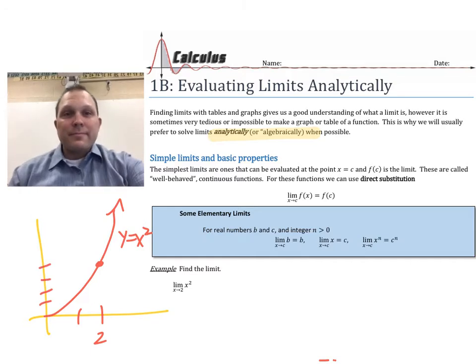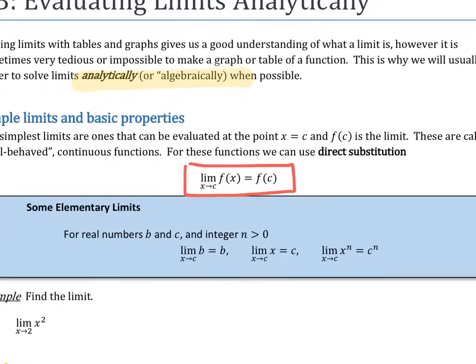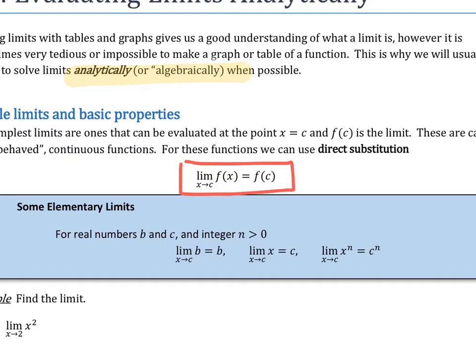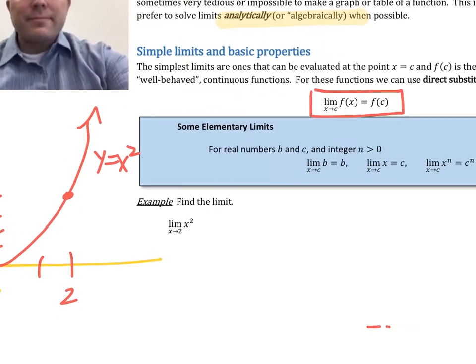So, direct substitution says this: if we can plug the point in, the value of c, the limit is just f of c. The limit of f of x as x goes to c is just f of c. All right? And so let's see what that means.